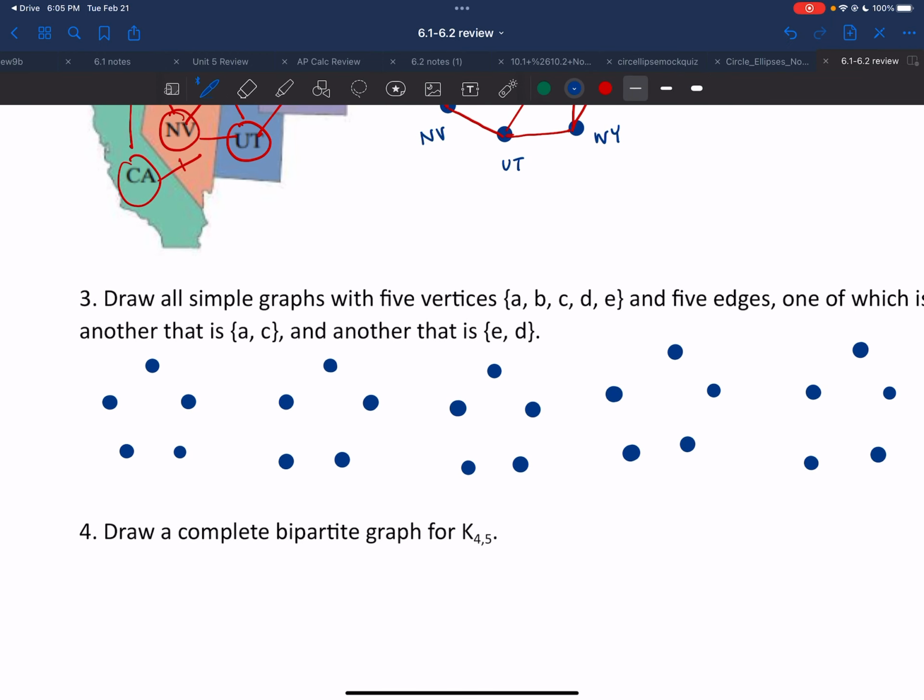So A, B, C, D, E. Go ahead and fast forward this because it's going to take a bit here for me to label all of this. A, B, C, D, E.